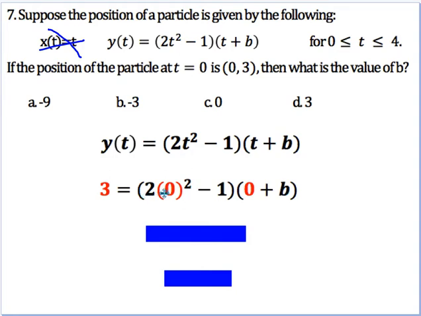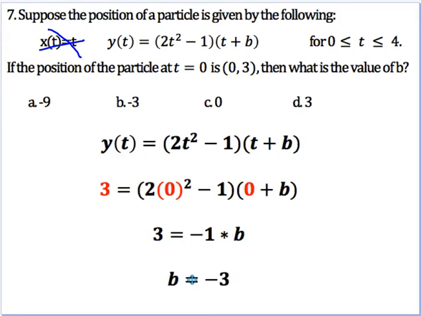Now that I've plugged what I know into the equation, all I have left to find is b. Go ahead and simplify this, and you get 3 equals -1 times b. This thing here just reduces to -1, and this here just reduces to b. I'm going to get rid of the -1 by dividing both sides by -1. So 3 divided by -1 is just -3. So my final answer is B, -3.